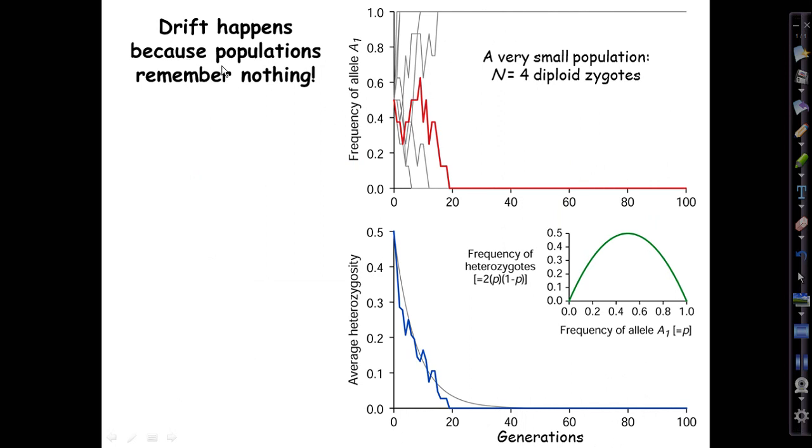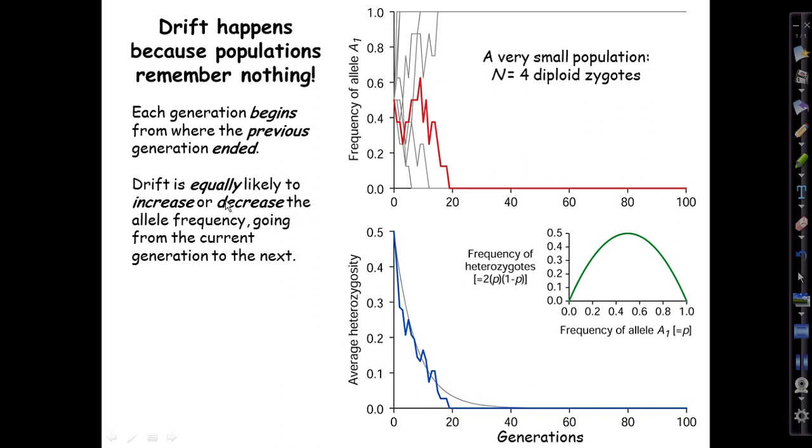Why does it happen? It happens because populations don't remember where they've been, gene frequency-wise. They remember nothing. Each generation begins from where the previous generation ended, and there is no force that we can imagine or have any evidence for that tends to push the population back to where it was before, unless selection is involved. But if there's no selection, then there's nothing to make the population tend to return preferentially to where it was before.